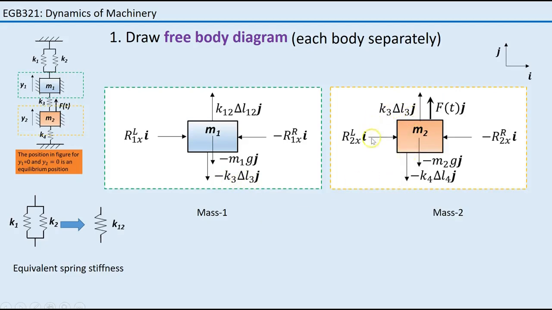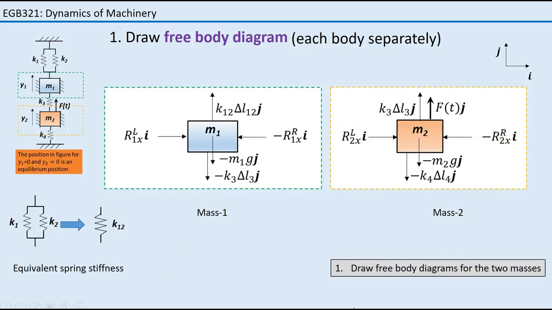Similarly, we get all forces for mass 2. Because M2 is connected to spring 3, we get the spring force K3 del L3, and also the force F acting on it, which is upward as shown in the figure. Downward forces are the gravitational force of the mass and the spring 4 force, which is negative K4 del L4. And again, in a similar way, on the left hand side and right hand side we have reaction forces. This is the free body diagram, which is our first answer to these questions.